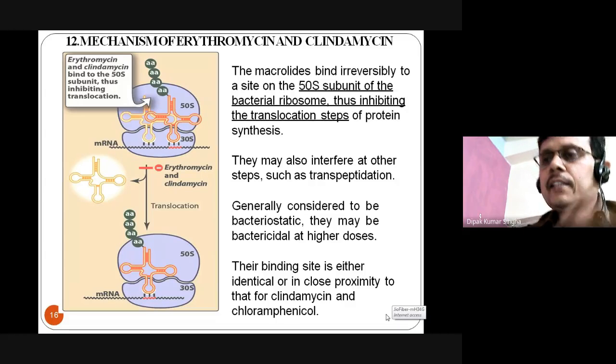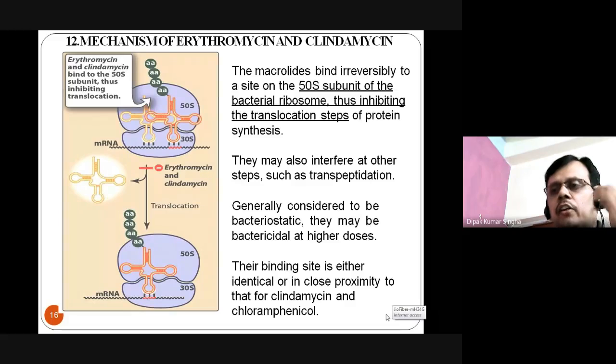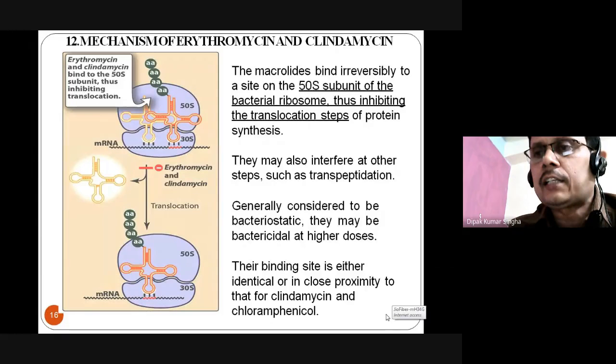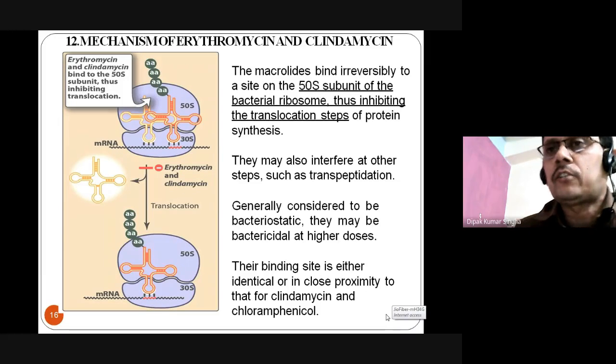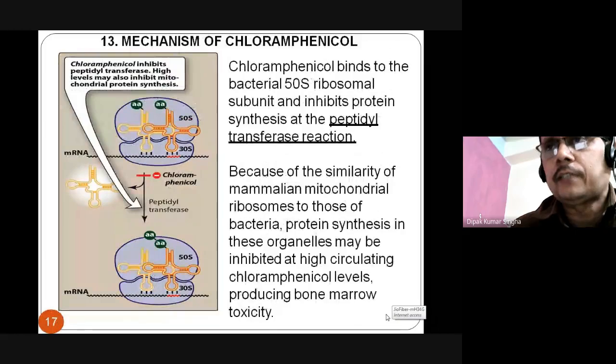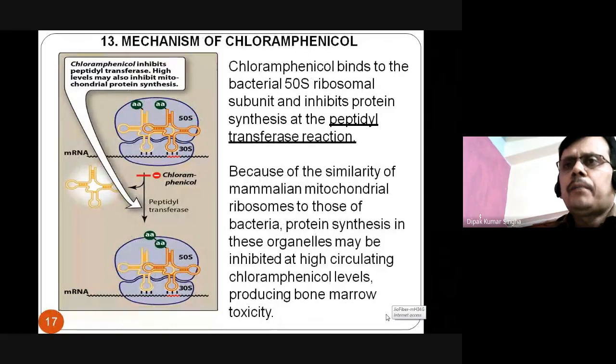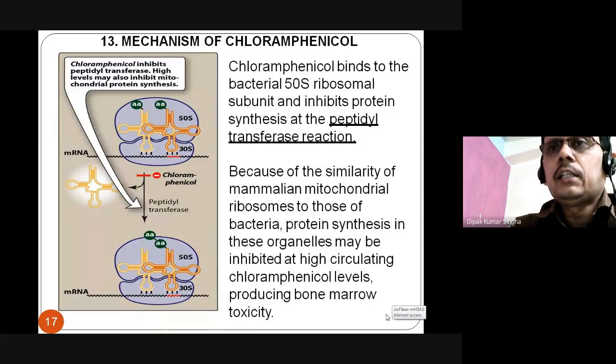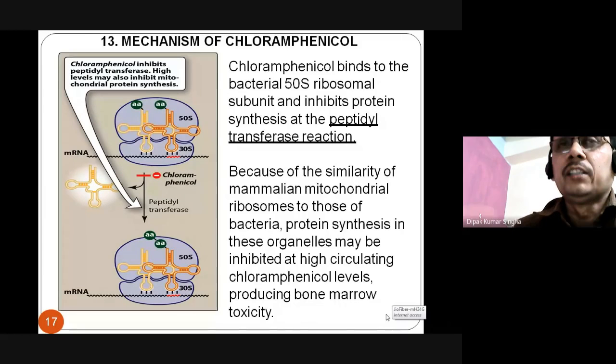And their binding site is either identical or in close proximity to that of clindamycin and the chloramphenicol also. Also, they have the same mechanism of action. Mechanism of chloramphenicol, which inhibits the peptide transferase. This is the final step of protein synthesis.